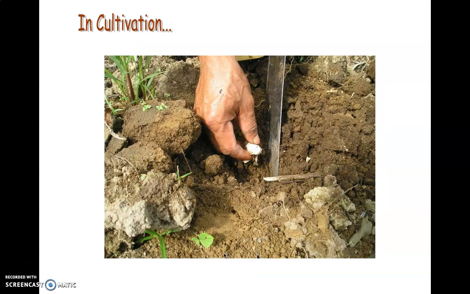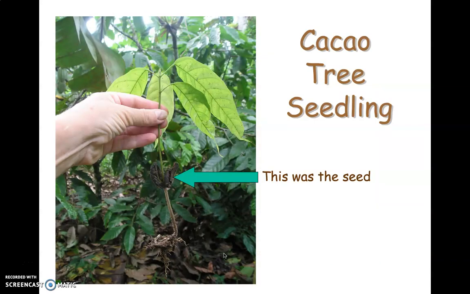If we're cultivating them, we'll take the whole thing, pulp and all, and put it in the ground. And then a while later, you get a tree seedling. So you can see here, there's where the seed was. And we've got a little tiny tree, the roots down here.